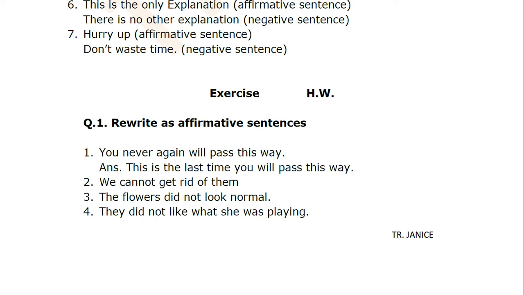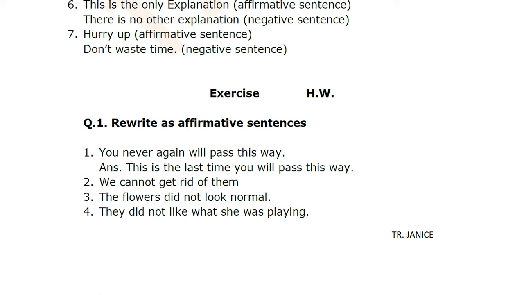Rewrite as affirmative sentences. And the first one is done as an example for you. You never again will pass this way. So if you're never going to do this again, this is the last time you're going to do whatever you're doing. Now here what is he doing? He's passing that way. Okay, correct. So this will be the last time you will pass this way. So "you never again will pass this way" means this is the last time you will pass this way.